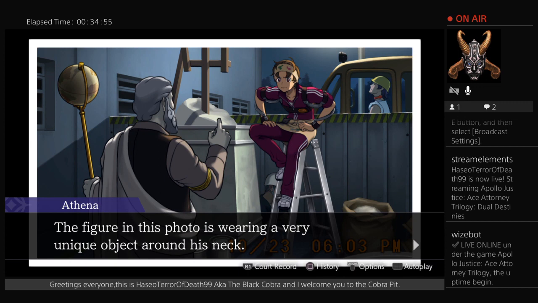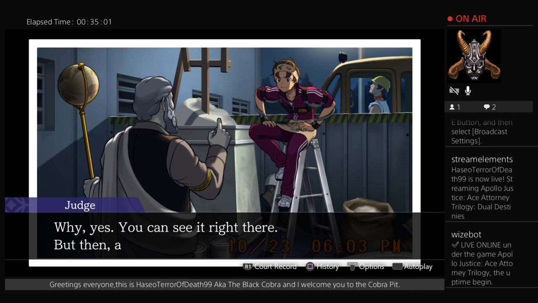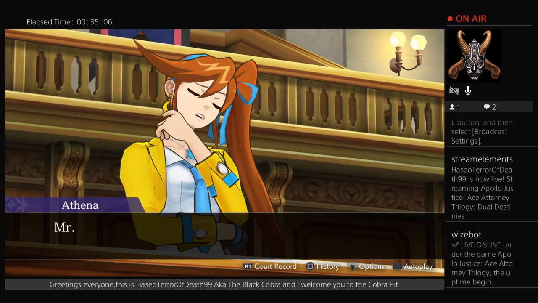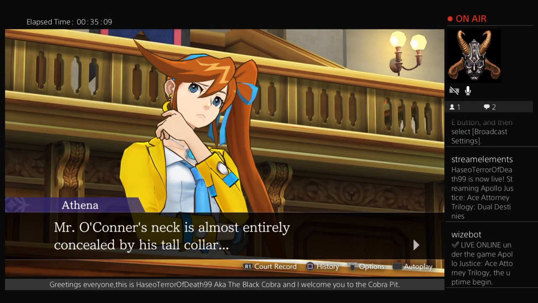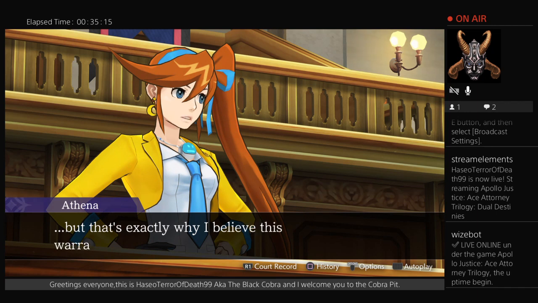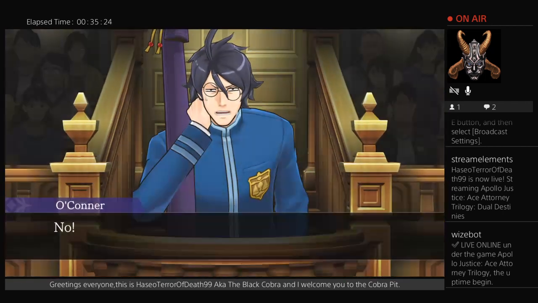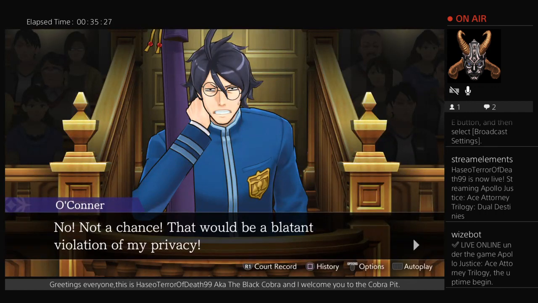The figure in this photo is wearing a very unique object around his neck. Are you saying you mean to... Mr. O'Connor's neck is almost entirely concealed by his tall collar. But that's exactly why I believe this warrants further examination. Ah, that's right. He does have a long collar. Take a look at his shirt.